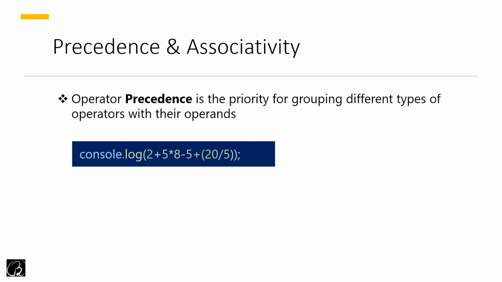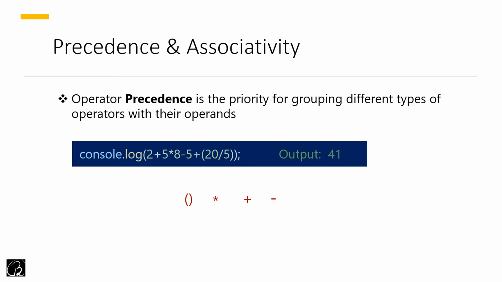Are you facing any challenges about where to start? That is where we need precedence. Precedence is the priority that we give to an operator. So before solving this complex expression, we have to know the precedence of different operators. The highest precedence is for brackets. That is why 20 divided by 5 will be executed first. Then we have the precedence for multiplication, then plus, then minus. If you follow this approach one by one, you will get the right output. The right output here is 41.